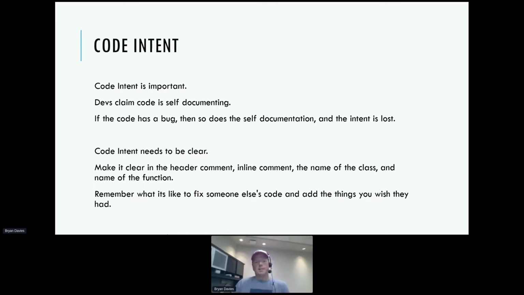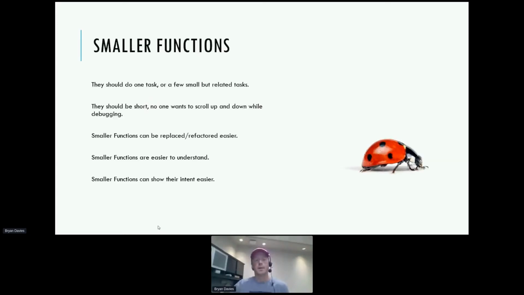So code intent needs to be clear, and make use of the header comments, right? Make use of inline comments, name the class accordingly, name the functions accordingly, name the variables accordingly, and don't be afraid to change stuff too, right? If the names are wrong, change the names. And always remember what it's like to fix someone else's code, right? All the time you spent cursing them, make sure you're not writing code that ends up with someone else cursing you, right? Fix those things. Try to include the intent in the code.